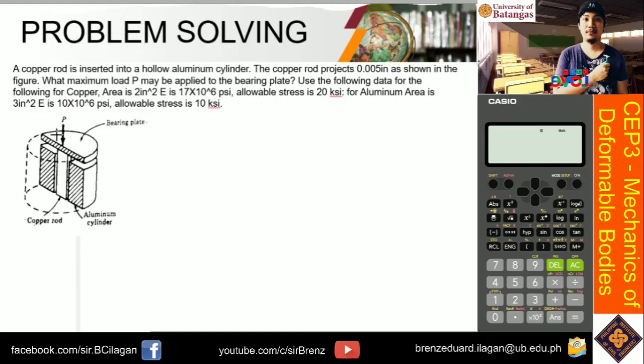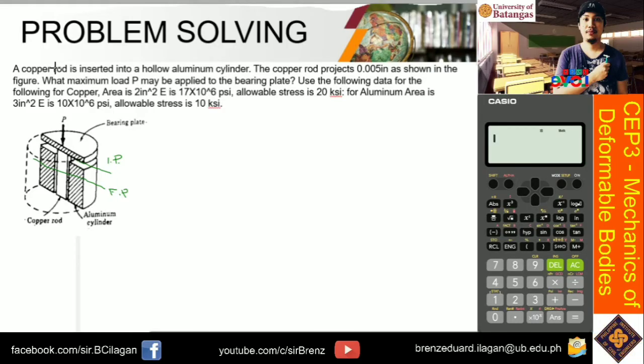So again, meron kang bearing plate dito, but kagaya nga nung dinescribe ko sa inyo before, yung bearing plate, sinasabi niyan na yung load P will cause a deformation hanggang dun sa aluminum cylinder. Ibig sabihin, magkakaroon siya ng deformation hanggang dito. So let's just say na bababa siya hanggang dito, kasi ito yung iyong initial position. But because of this load P, bababa siya hanggang dito. Okay? So I hope na visualize yung mangyayari sa ating system.